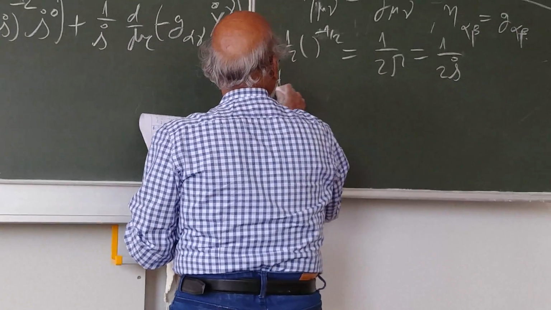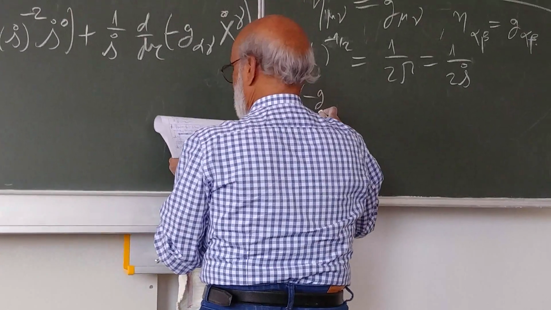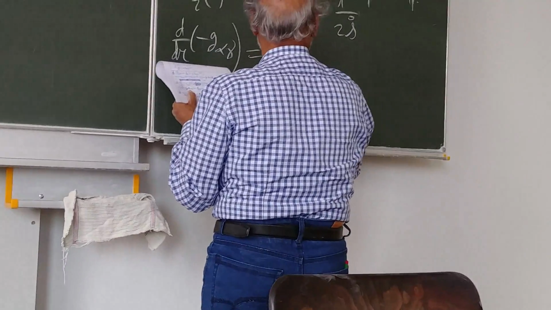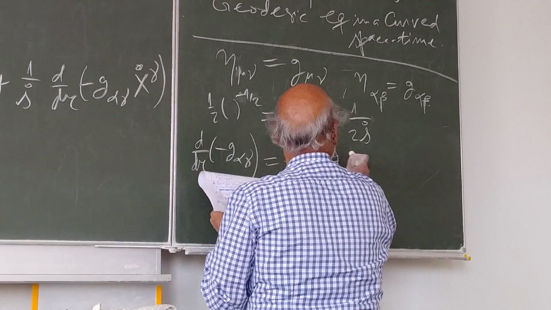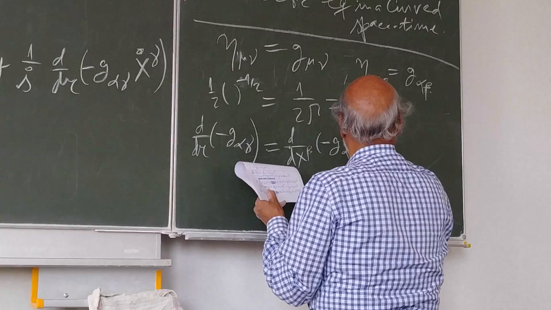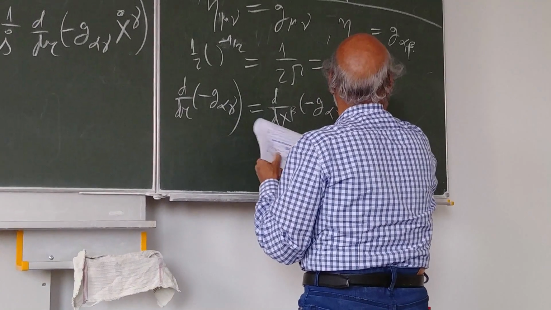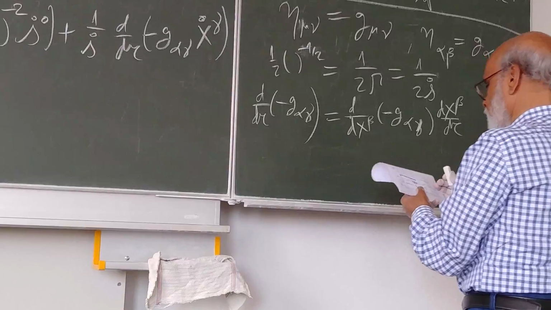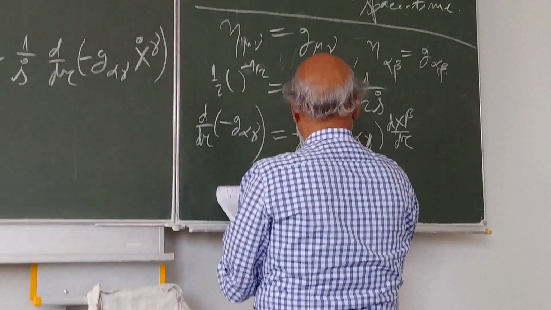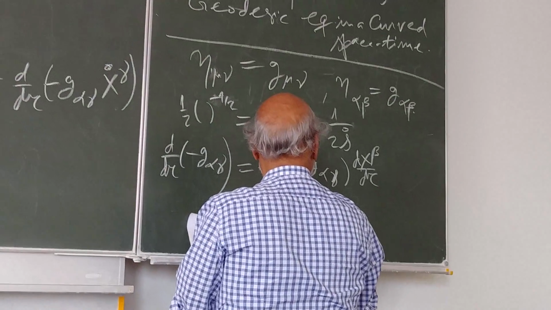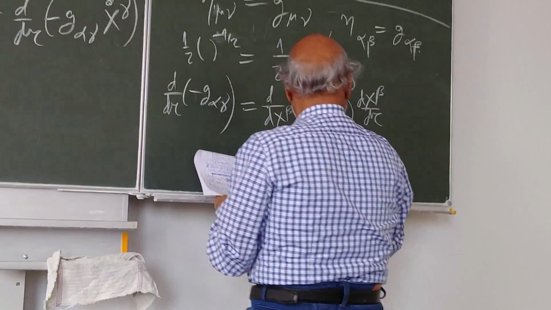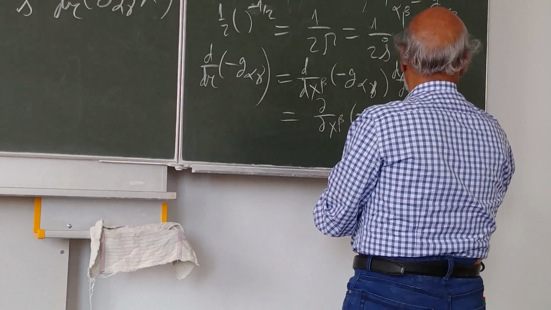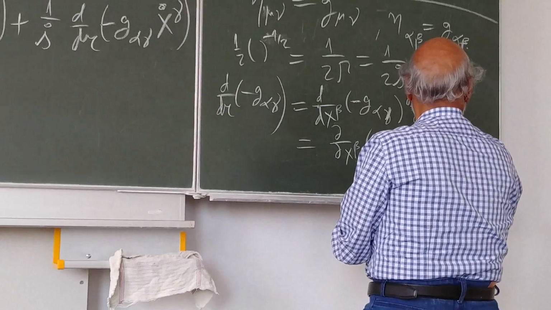So d upon d tau of minus g alpha gamma, this is d over dx beta of minus g alpha gamma times dx beta over d tau, and this is equal to what? Del over del x beta of minus g alpha gamma into x beta dot.